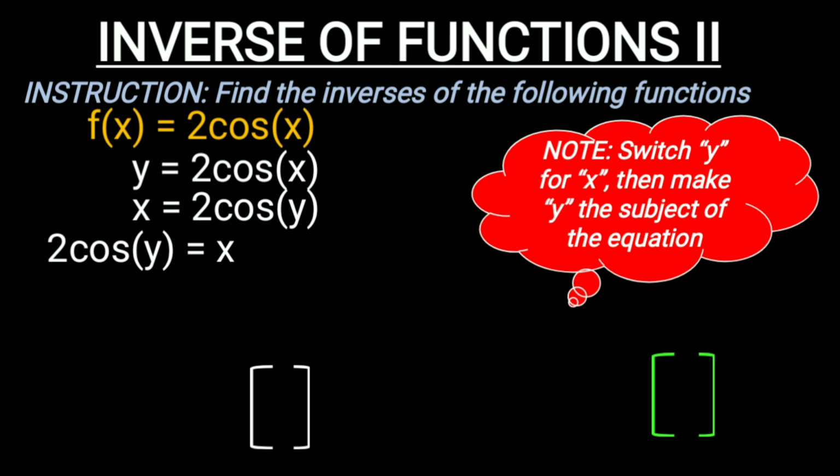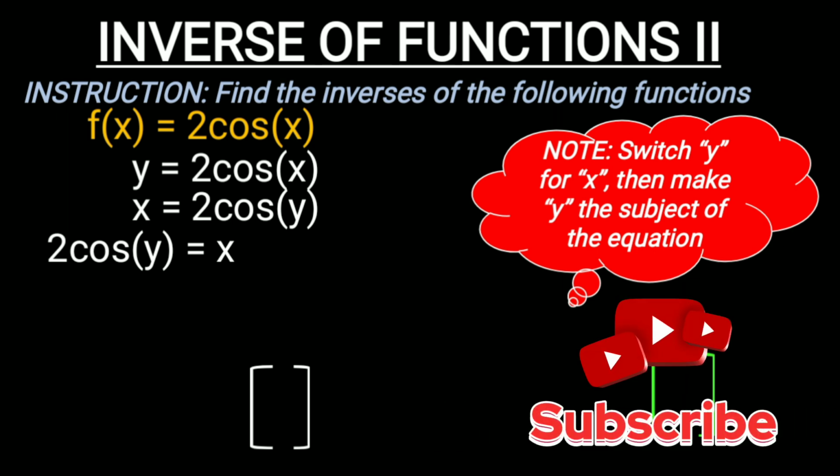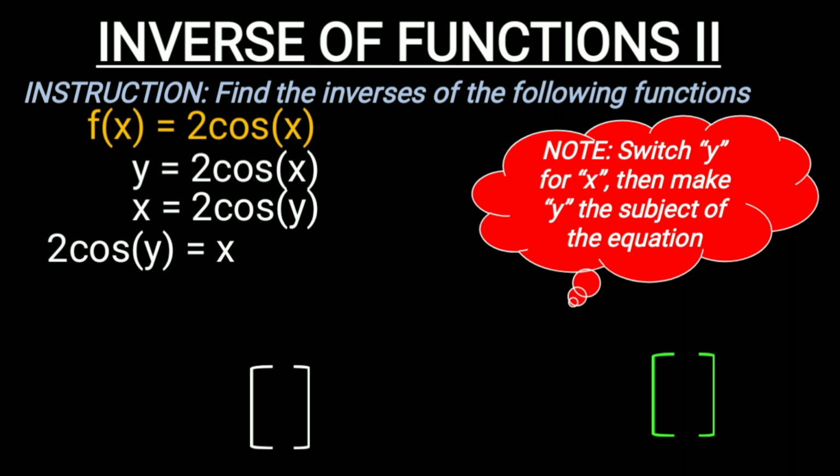But it is more comfortable if it is written as 2 cos y equals x. It's still basically the same thing, but it's more comfortable to make y the subject of the equation if it is written this way. So 2 cos y equals x. And then the next step is to divide both sides by the coefficient of cos y, which is 2. Doing that gives us cos y equals x over 2.